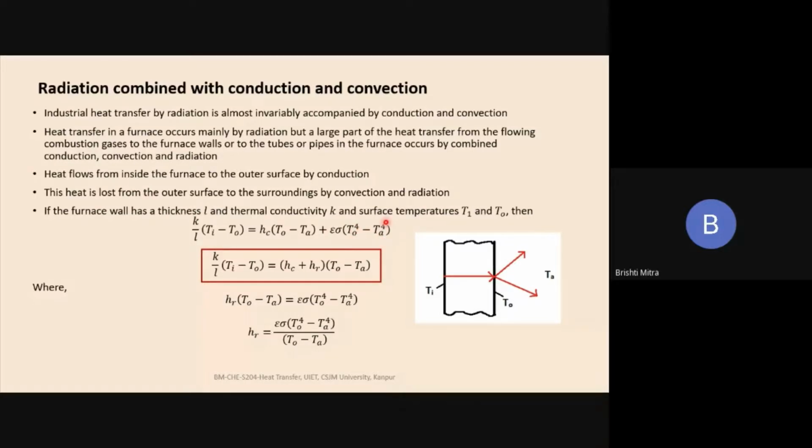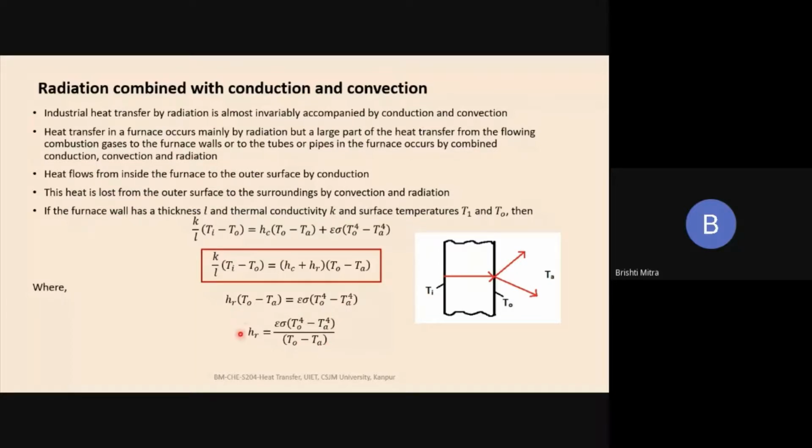Now, in order to write this in a symmetric form, I replace this term, epsilon sigma To to the power 4 minus Ta to the power 4, in terms of HR. This is a heat transfer coefficient of radiation. There is nothing like this in reality, but we are talking about it as if there was. So the heat transfer coefficient of radiation is essentially equal to epsilon sigma To to the power 4 minus Ta to the power 4, divided by To minus Ta.